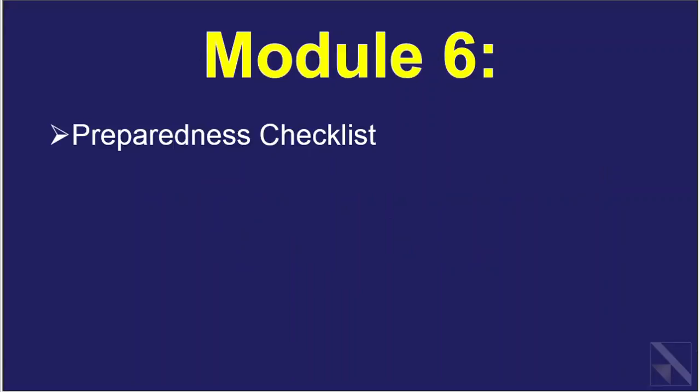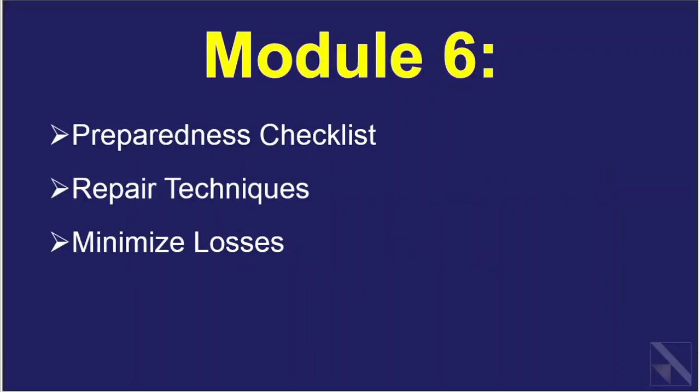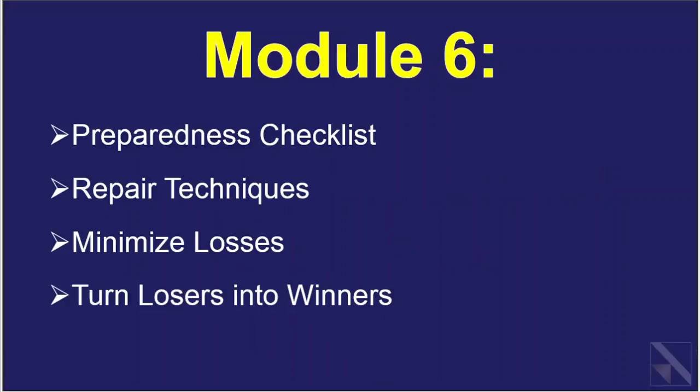So in Module 6, we'll give you the preparedness checklist, okay? Things to look for, credits, things like that, all of the preparedness that you need to do to take the trades. We're going to teach you some repair techniques. We're going to show you how to minimize losses, showing you the exit strategy, and I'm going to show you how in some cases you can turn losers into winners, and at worst case, a loser into a small loser. We'll also in Module 6 talk about portfolio management, how do you choose trade size, that sort of thing.